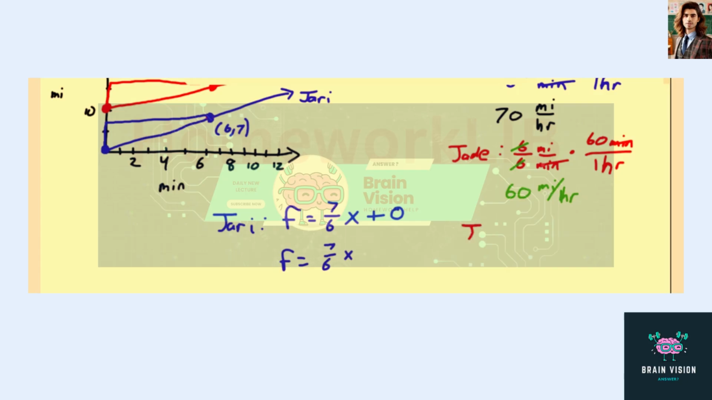And then I'm going to do Jade in red here. I'll call this one my g function. So again, we want to find the slope in miles per minute, which remember was 6 over 6, which is really just 1. So we have 1x plus the y-intercept. Well, her line intersects the y-axis at 10, so plus 10. So we can leave it as g equals 1x plus 10, or simply just g equals x plus 10.